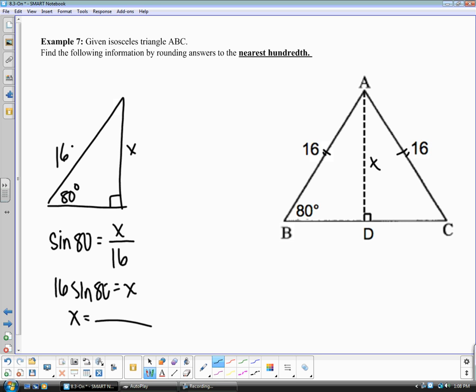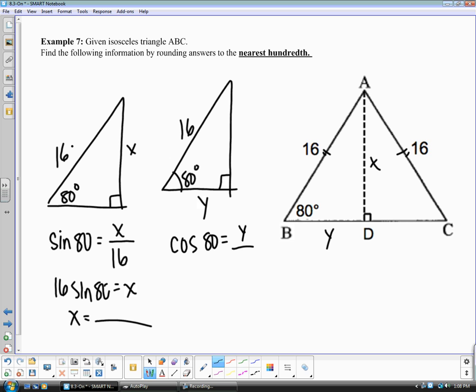You can also find BD. Let's call that y. Let's redraw this triangle. We have 16, we have y, and we have 80 degrees. This time, instead of sine, we're going to use cosine. Cosine of 80 equals adjacent over hypotenuse. Cross multiply. And you're able to find your y.